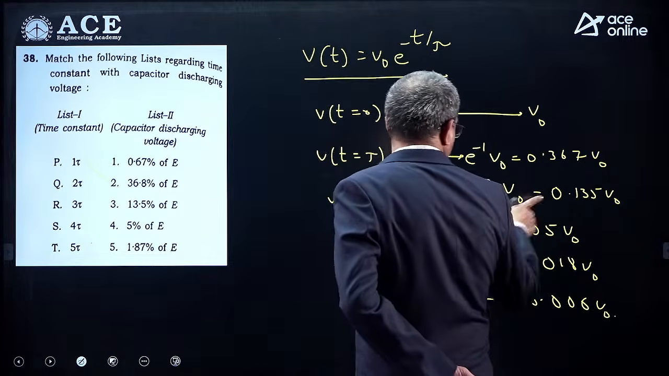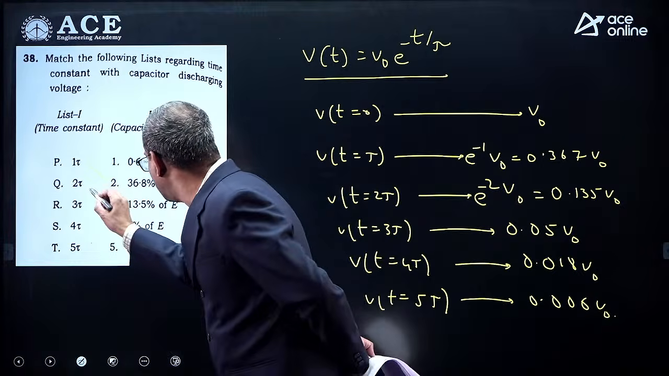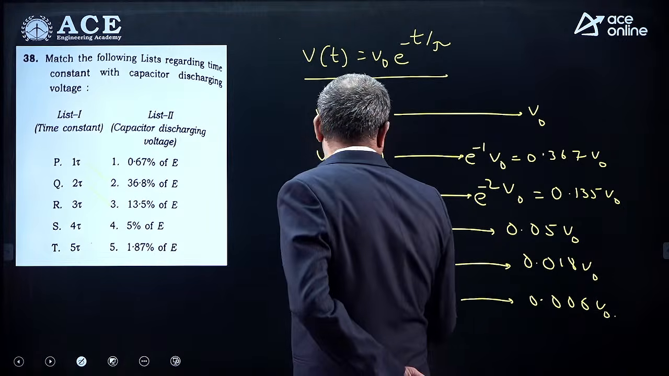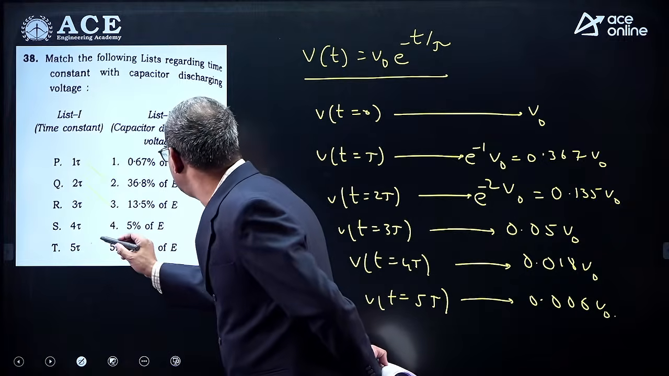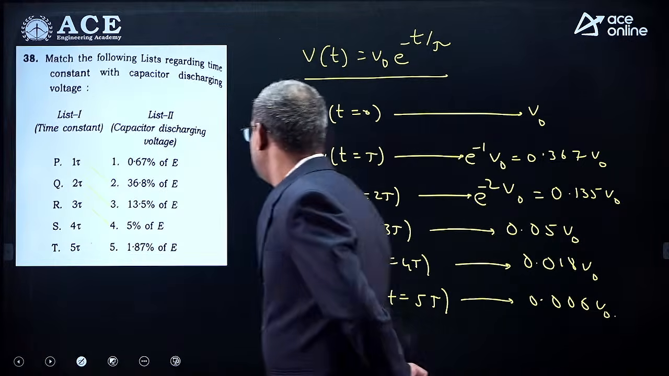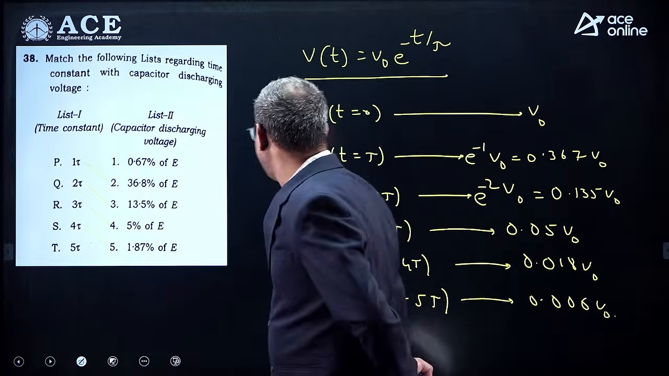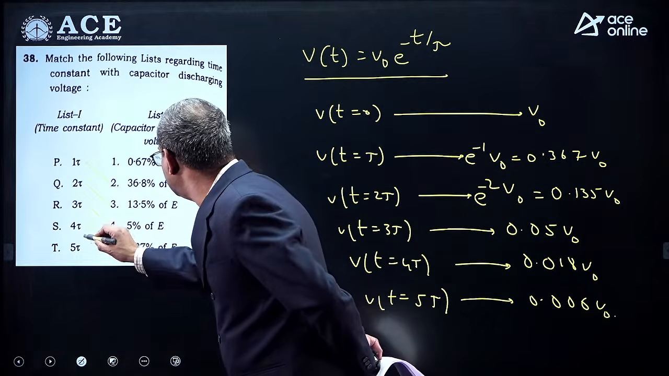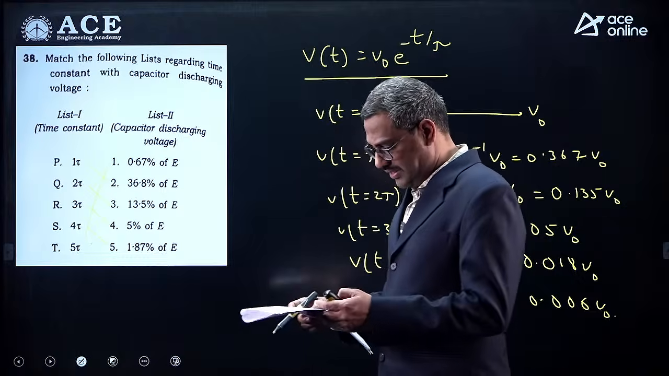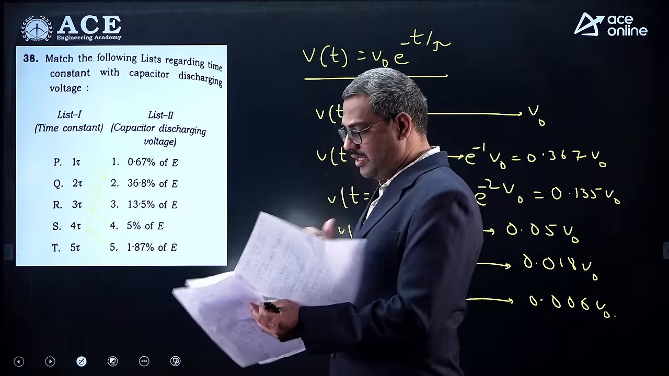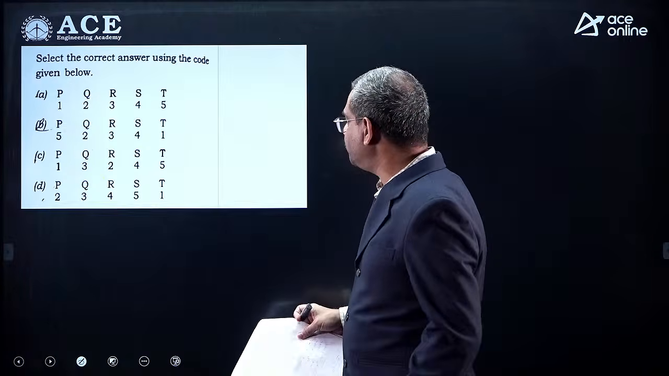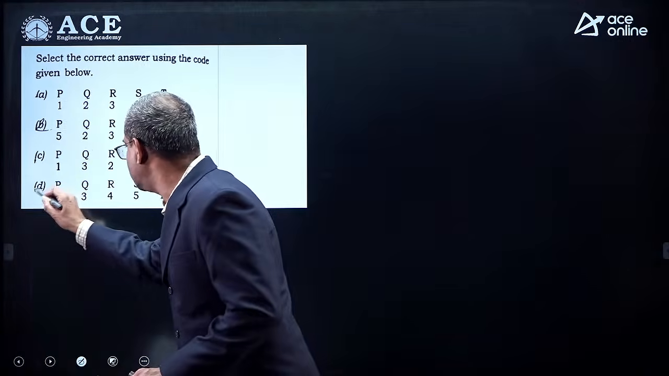Then at the second time constant you see 13%, at the third time constant 5%, at the fourth time constant 1.87%, and at the fifth time constant almost 0.067%. So if you see this accurately, the option is D.